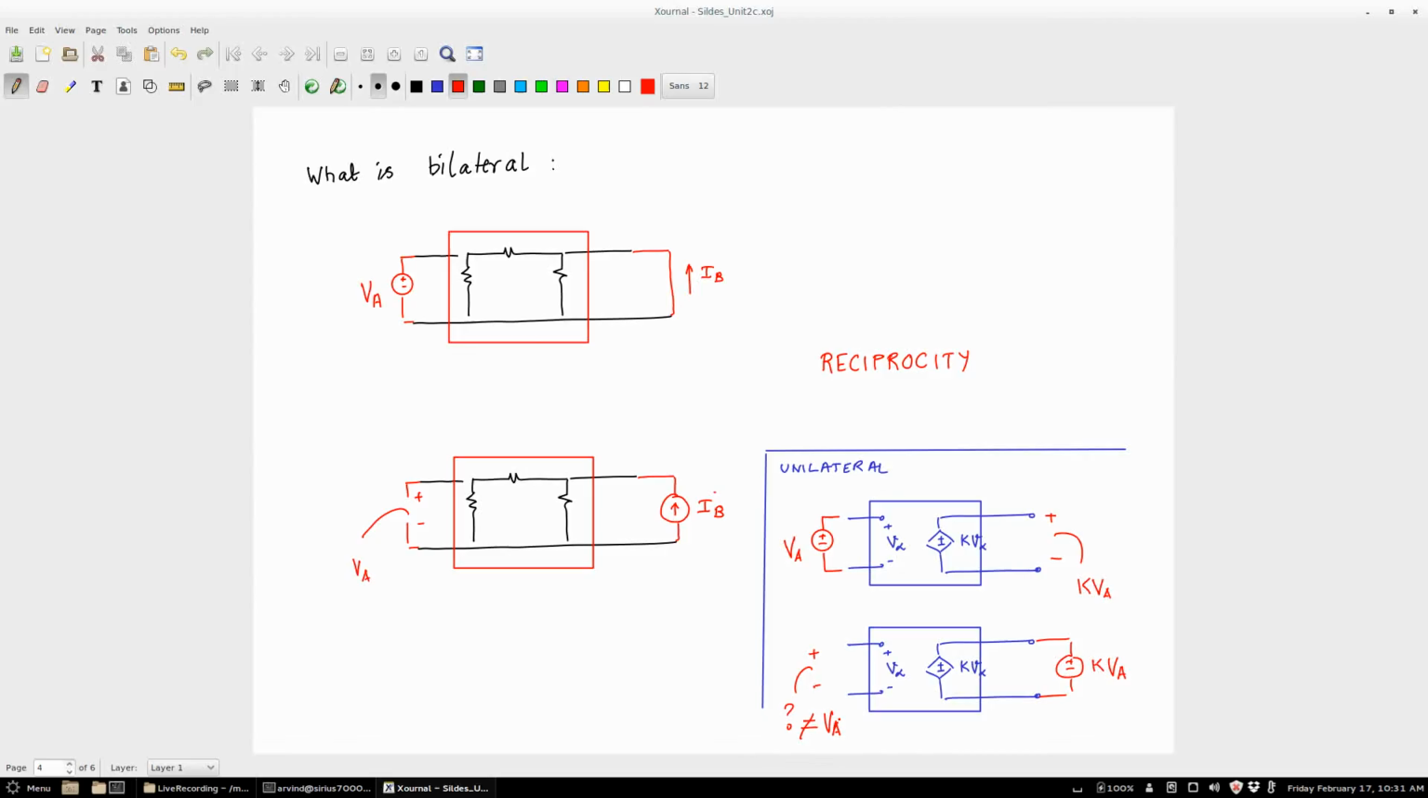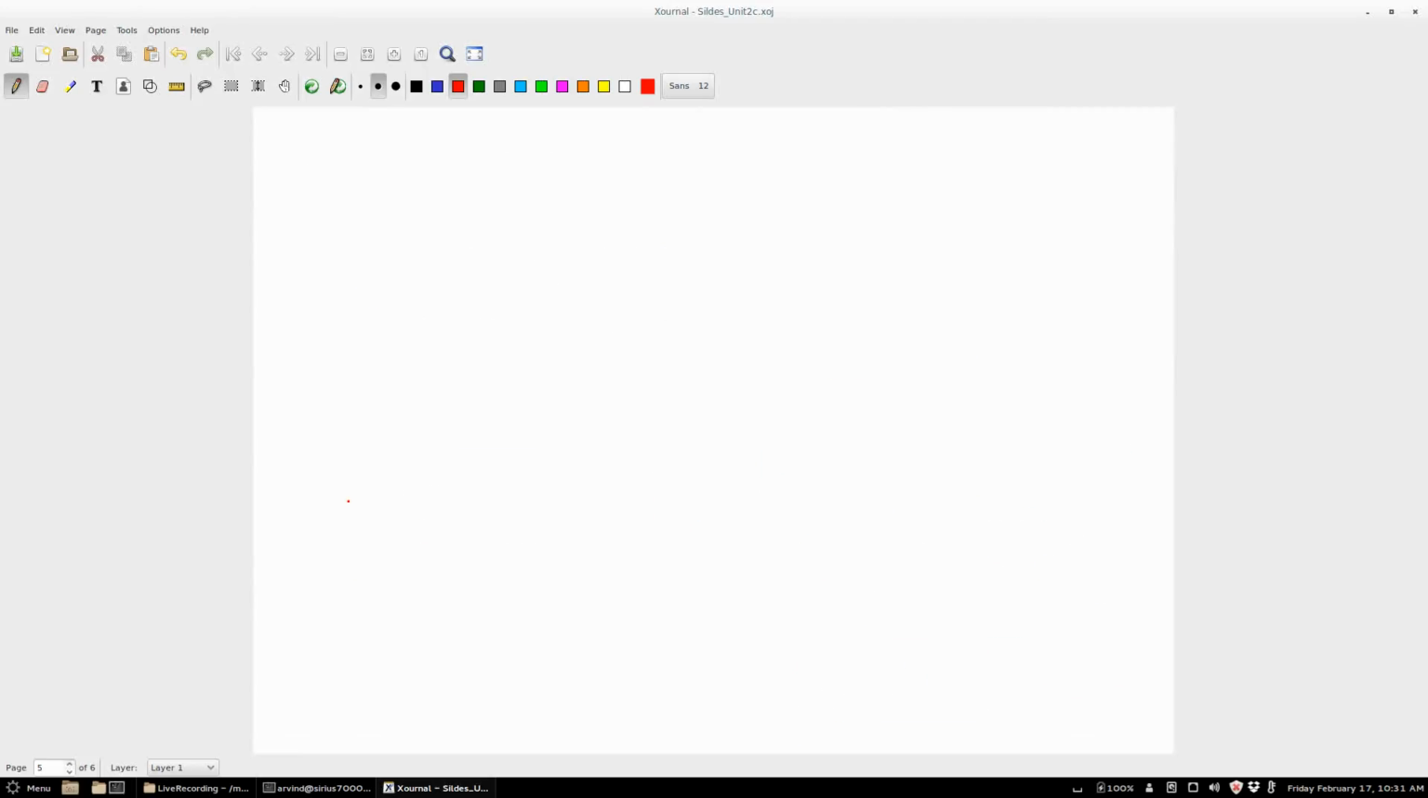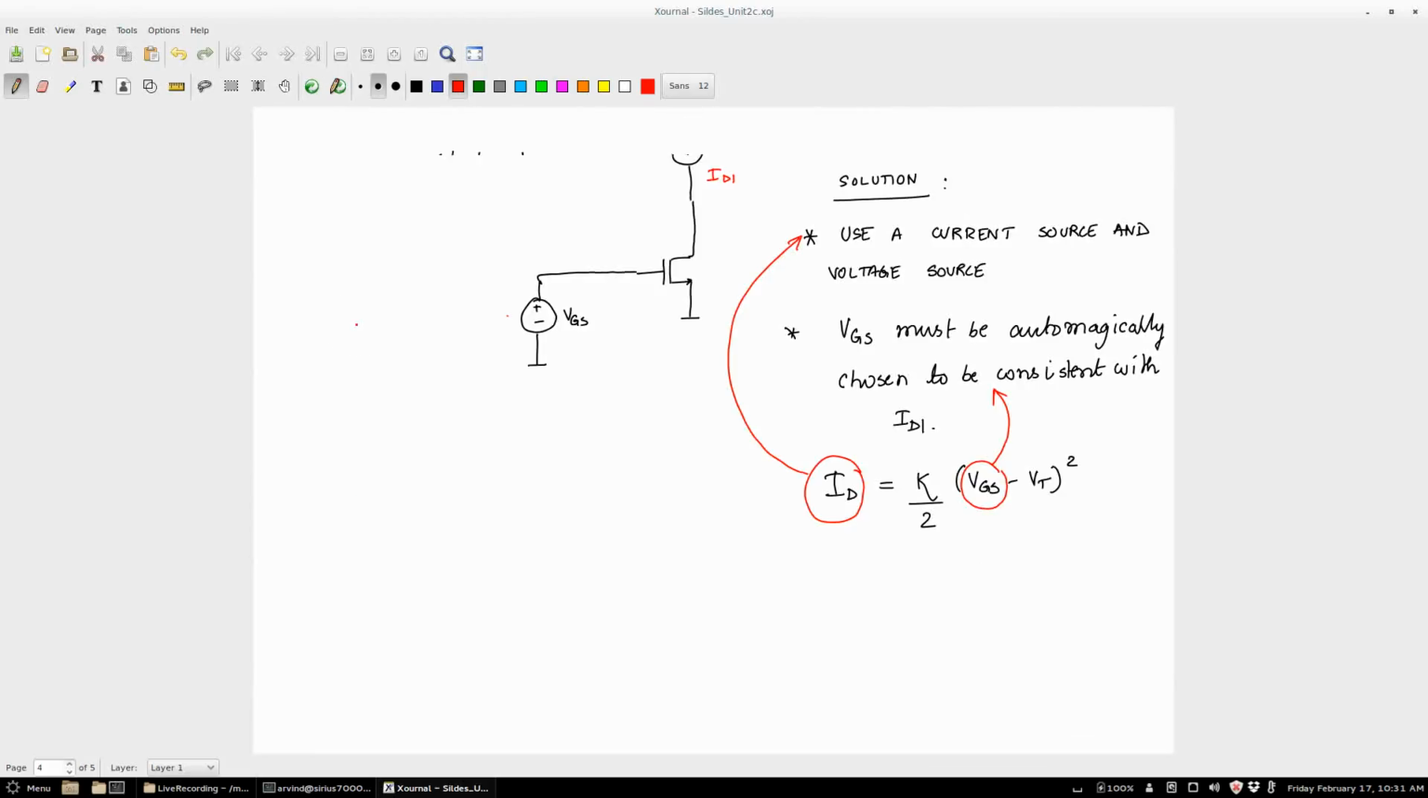Right? We are connecting a voltage source to the output whose value is kVA. I am asking you what is the value of the voltage on the input. You can't tell me what it is, because there is no connection that goes from right to left. The dependent source is dependent on the voltage on the left. It is not a thing where you move this up and that also moves up. It's not that. Right? There's no connection.